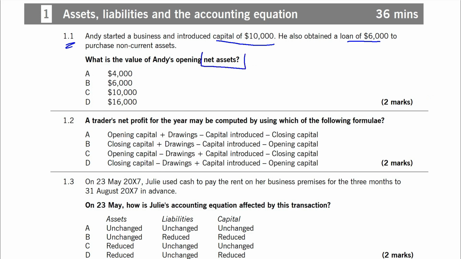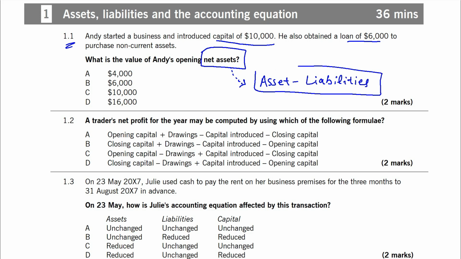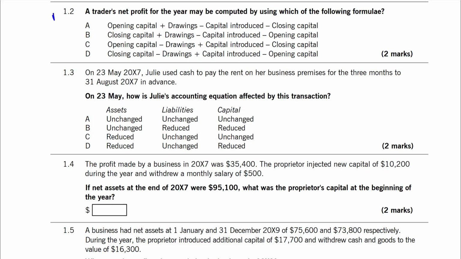So here we are required to calculate net assets. As we discussed, net assets is equal to assets minus liabilities, and this is equal to capital. So we can say that our capital is equal to net assets. Because the amount of our capital is 10,000, our answer for net assets will be 10,000 in this case. For now, I am going to skip this question, but later on we will attempt it.